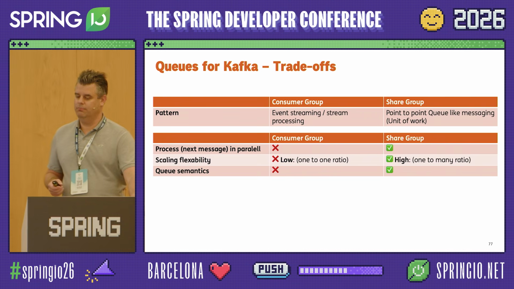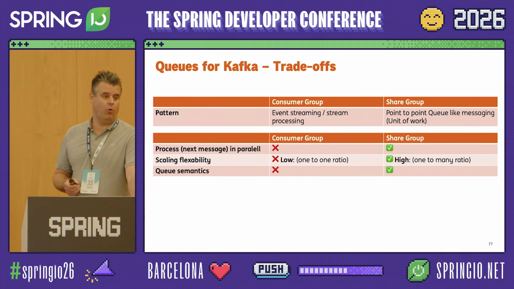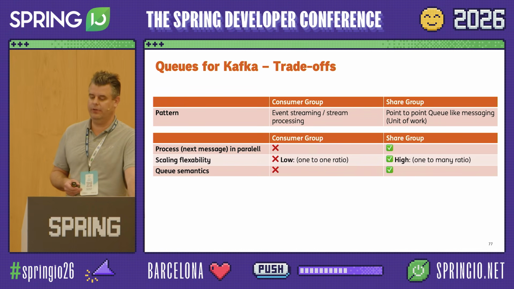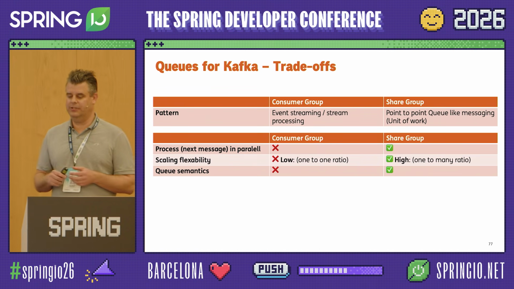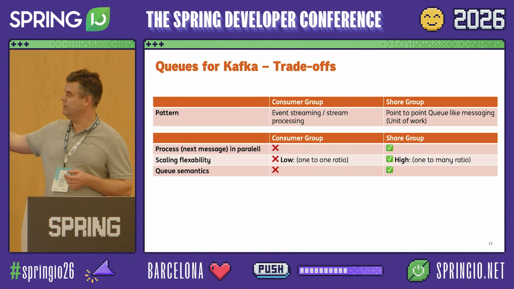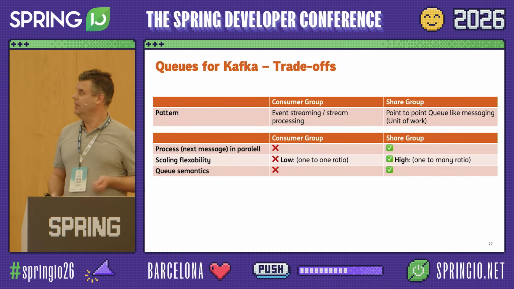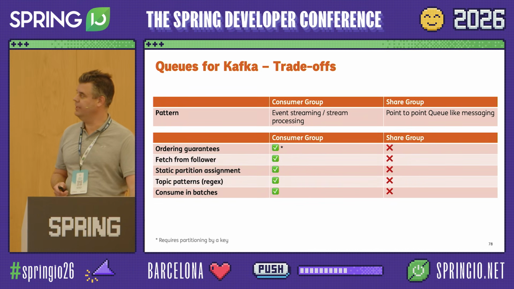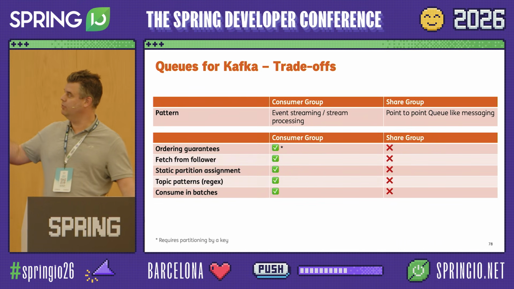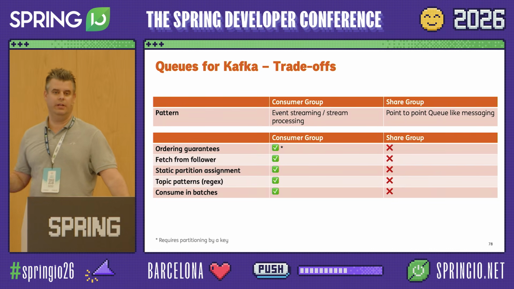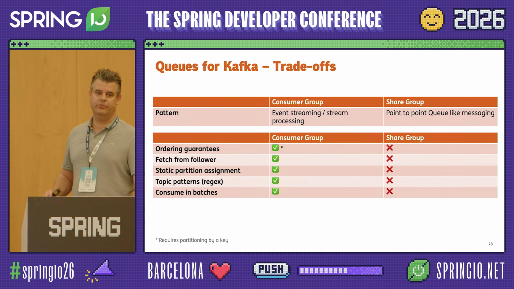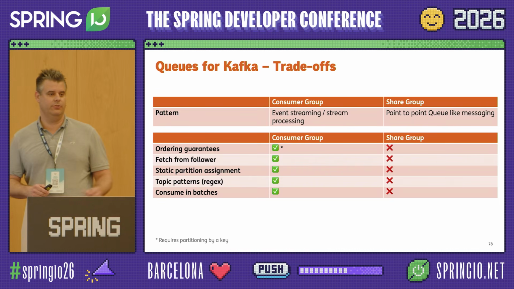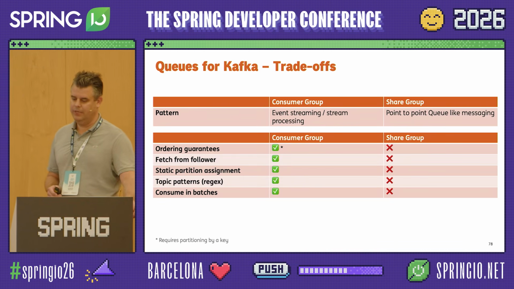It allows us to have more consumers than partitions, so we can scale, we can handle this in parallel, and we have more flexibility in scaling. It also gives us the queue semantics by explicitly acknowledging messages, but there are also some trade-offs. If we compare the consumer group with the share group, there is no guarantee in ordering. So this is really important. If your use case requires ordering, then share groups are not suitable for your use case.